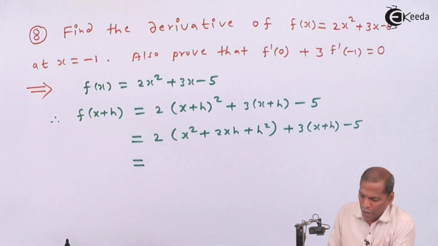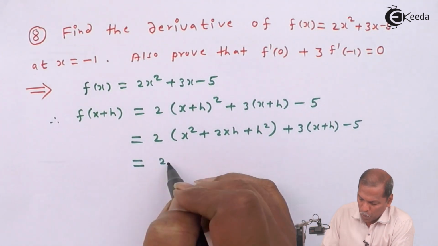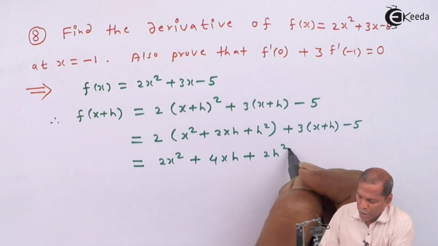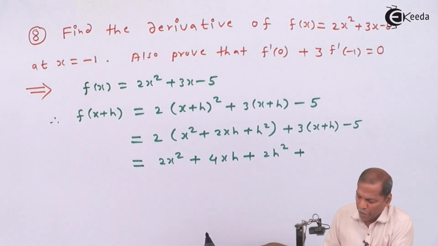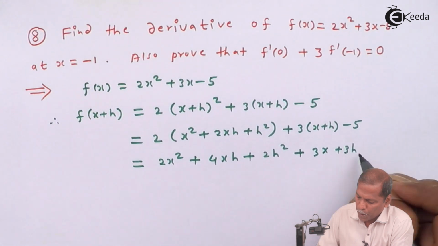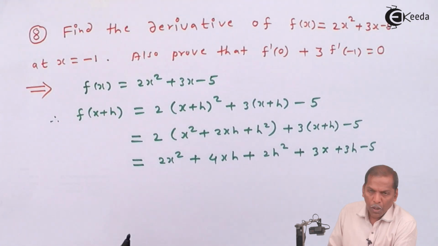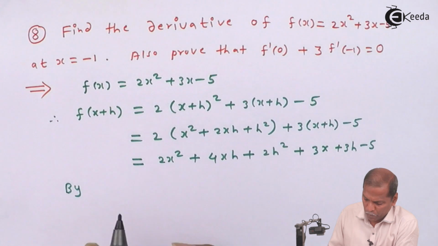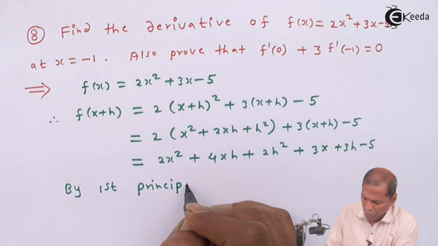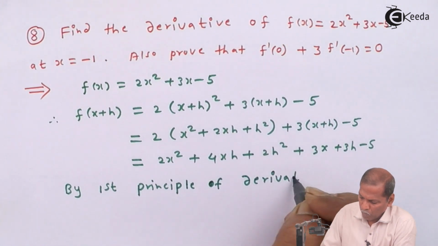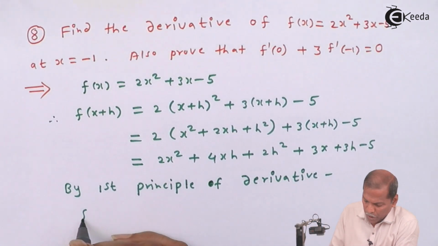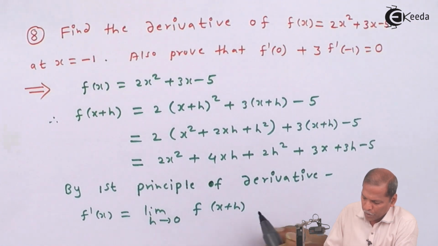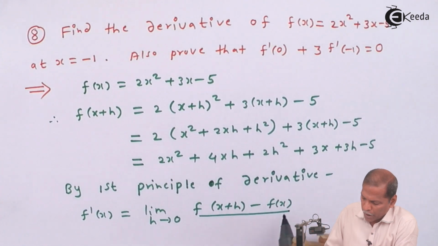Now this entire bracket we have to multiply by 2. So we get 2x square plus 4xh plus 2h square. Then the second bracket we have to multiply by 3, so that gives us 3x plus 3h minus 5. In this way we get the value of f of x plus h. Now by using the first principle of derivative, f dash x is equal to limit h tends to 0, f of x plus h minus f of x, and the whole thing divided by h.